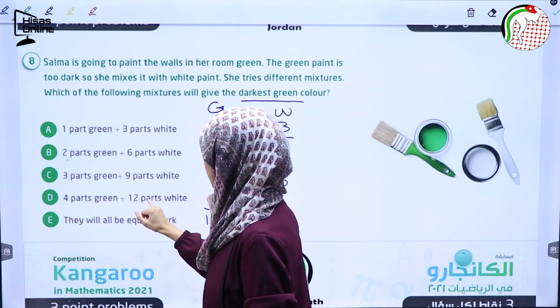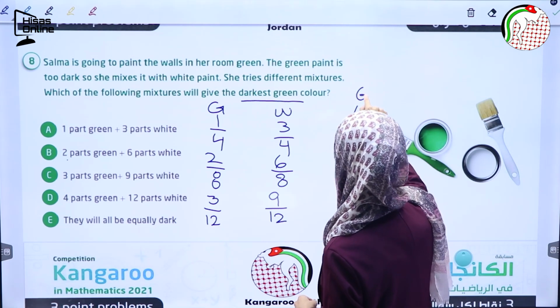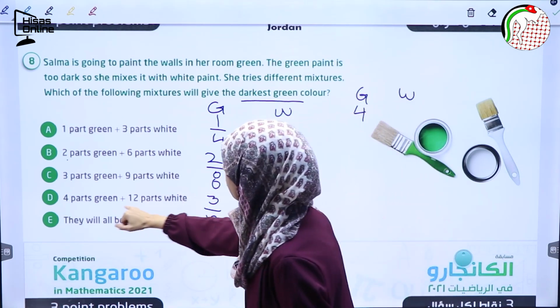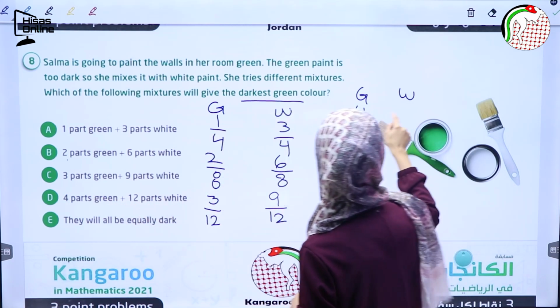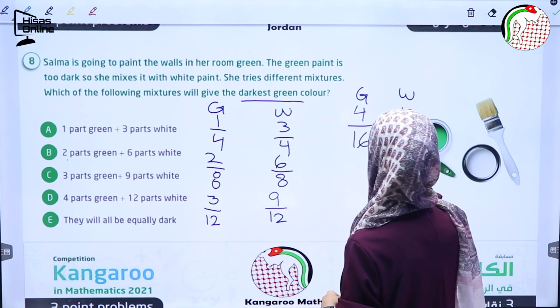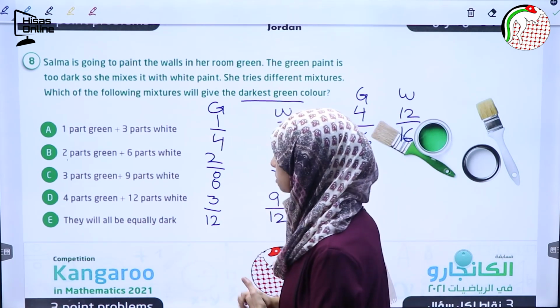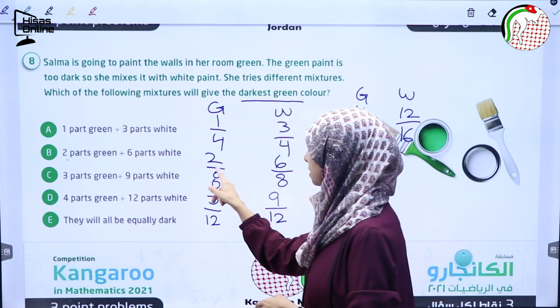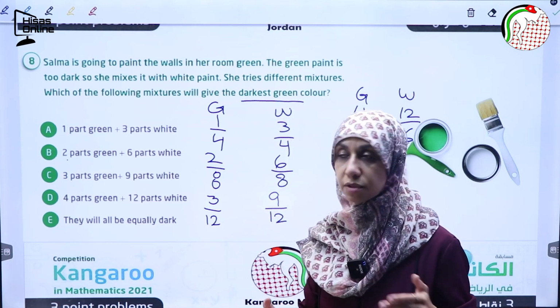The last combination will be, those are also green and white. Here we have 4 out of 16 and 12 out of 16. Now, let's check. Quarter, 3/4. Now, I can see that I can find some equivalent fractions.